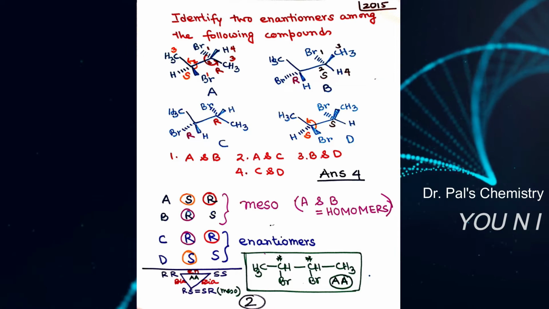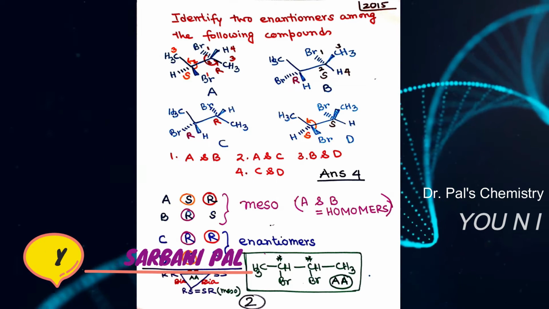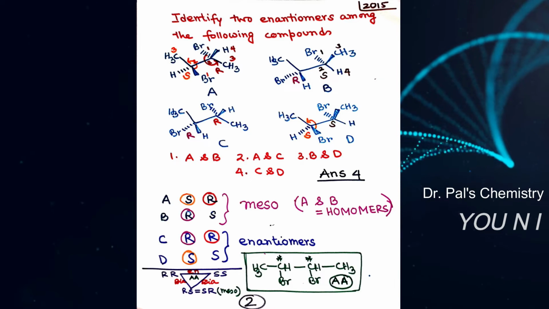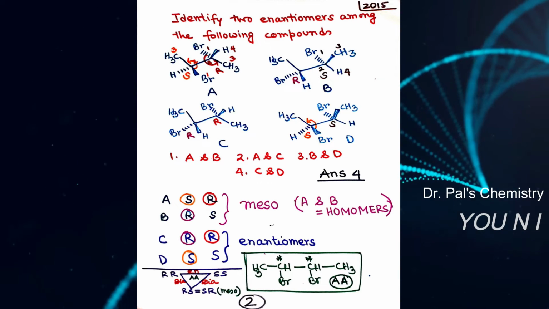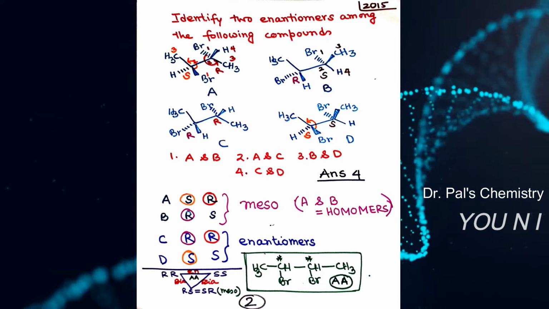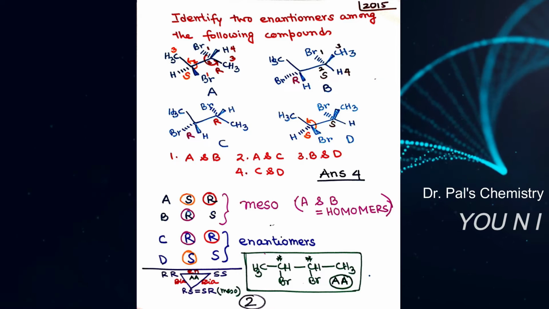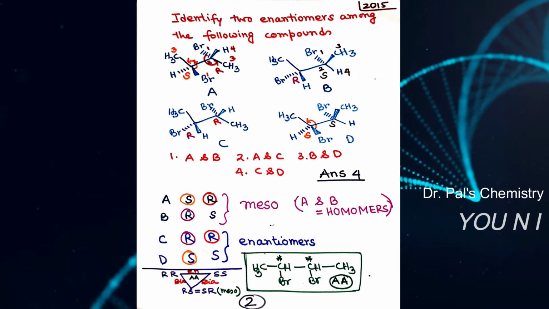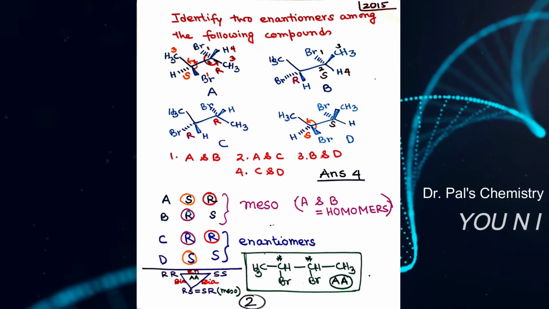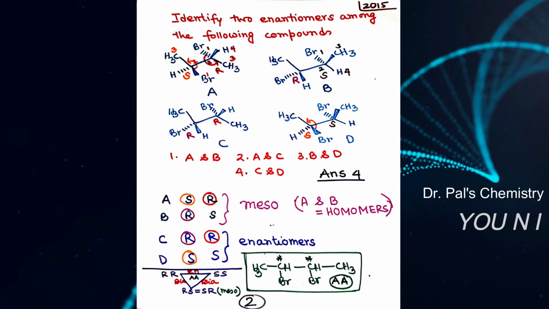By applying all these concepts to A and B, the reverse is coming: the center which is S in A comes as R in B, and the center which is R in A is S in B. So this has a combination of RS. As the two chiral centers are repetitive, this is only SR, meaning a plane of symmetry passes through the center. So this molecule is achiral, and A and B are homomers; they are the meso 2,3-dibromobutane.